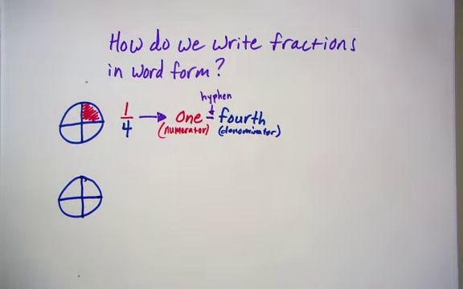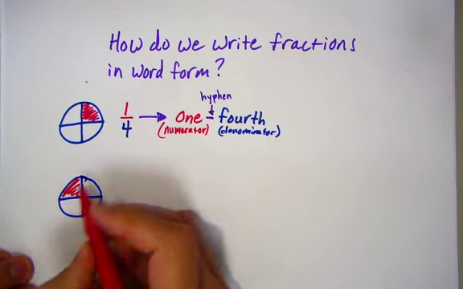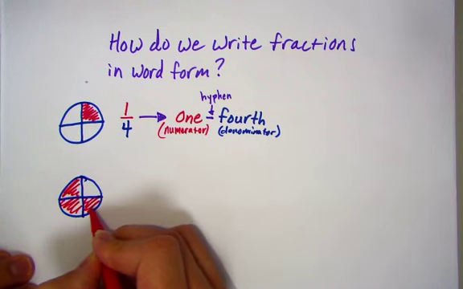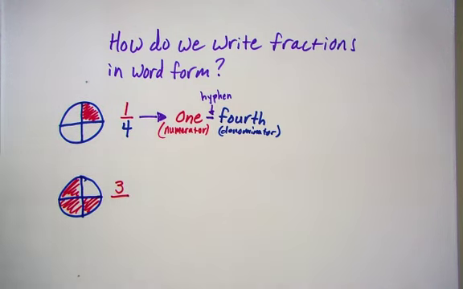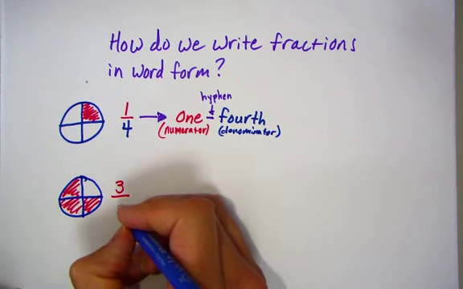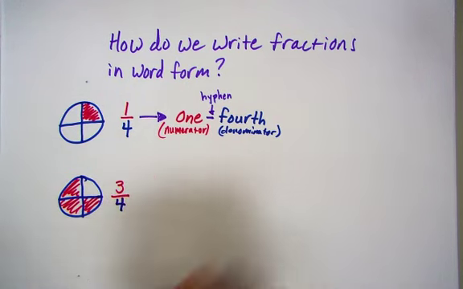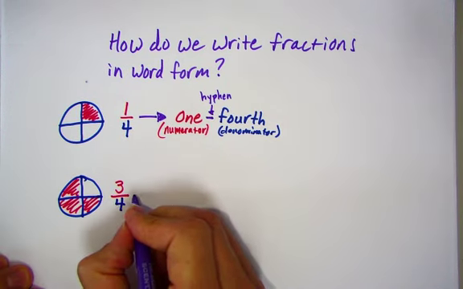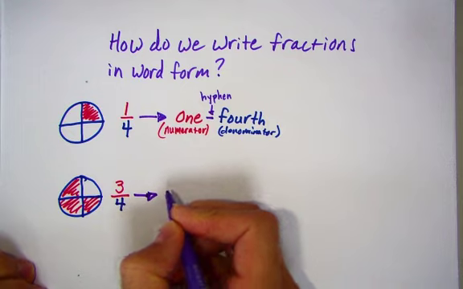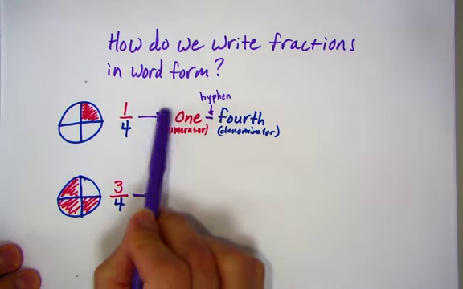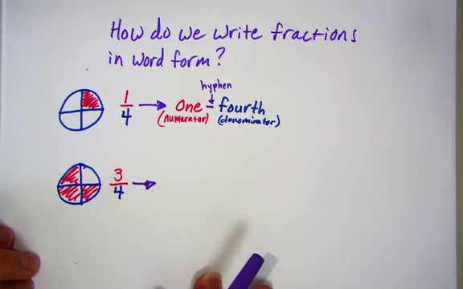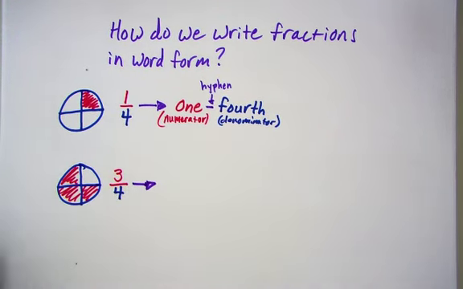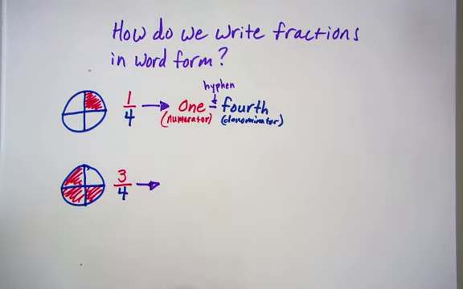Let me go ahead and shade my 3 parts that I'm considering. And now I can write a fraction. 3. What's going to be the denominator? Yes, you got it. 4. Because we have 4 equal parts. So 3/4. You might want to pause the video right now and see if you can write it in word form already. It's going to look surprisingly similar to 1/4. We're going to do another example down here that's going to be a little different. But 1/4, 3/4. Let's see how we write 3/4.